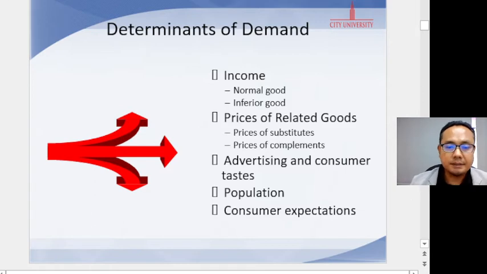And then consumer expectations. Changes in consumer expectations can also change the position of the demand curve for a product. For example, if consumers suddenly expect the price of automobiles to be significantly higher next year, the demand for automobiles today will increase. So that's a very simple example of how consumer expectations can shift the demand curve from one point to another.